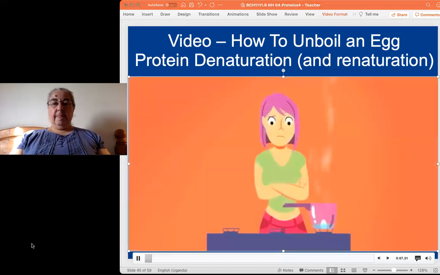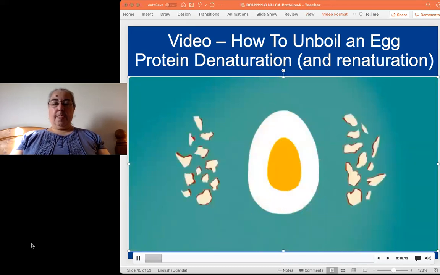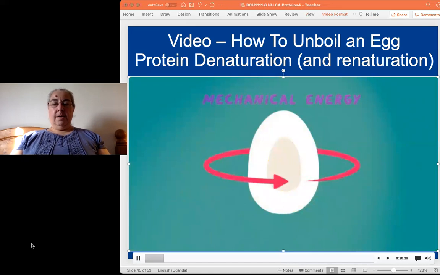It's so obvious that it's practically proverbial. You can't unboil an egg. Well, it turns out you can. Sort of. What thermal energy does to the egg's molecules, mechanical energy can undo.